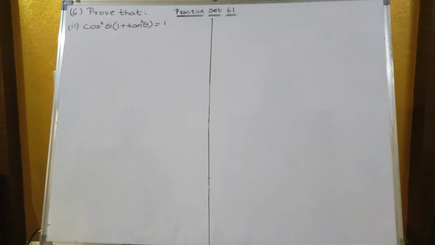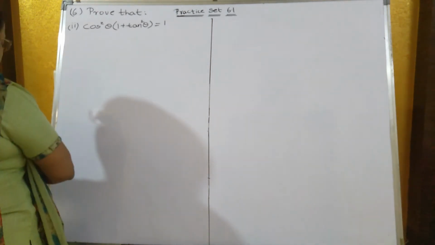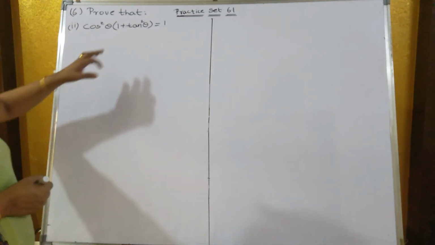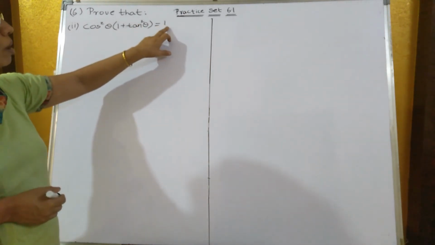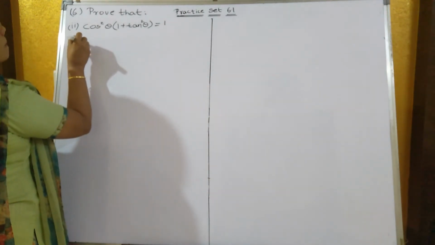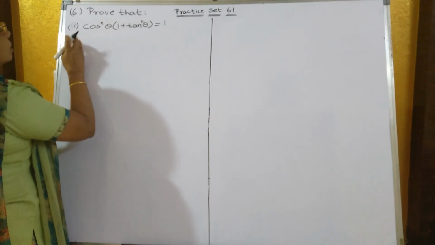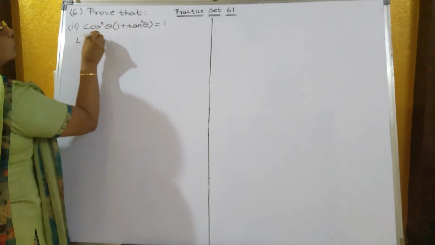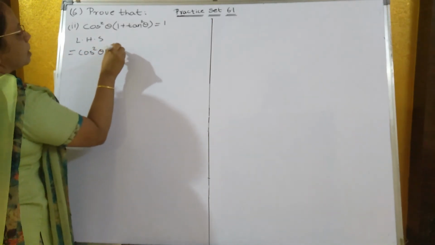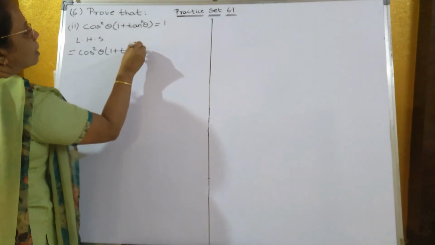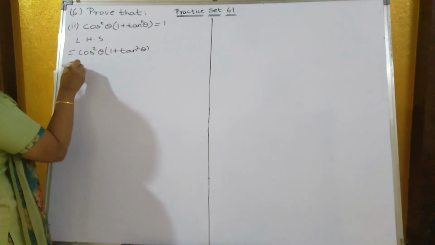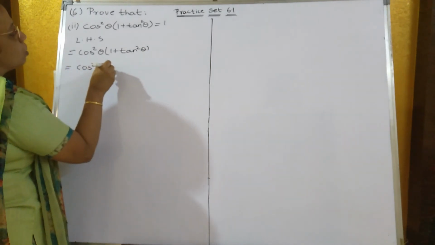Now second sum, they have given cos square theta into 1 plus tan square theta is equal to 1. So we have to prove that LHS is equal to RHS, that is 1. First you write down what is LHS. LHS is equal to cos square theta into 1 plus tan square theta. Now what is 1 plus tan square theta? 1 plus tan square theta is sec square theta. So that is equal to cos square theta into sec square theta.